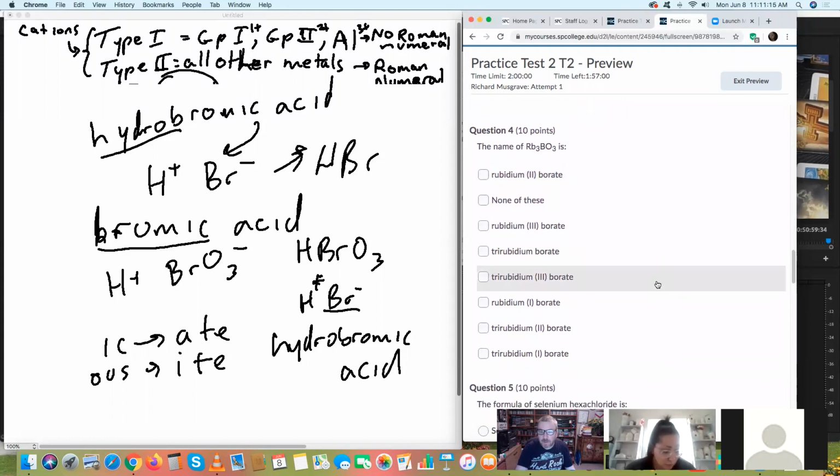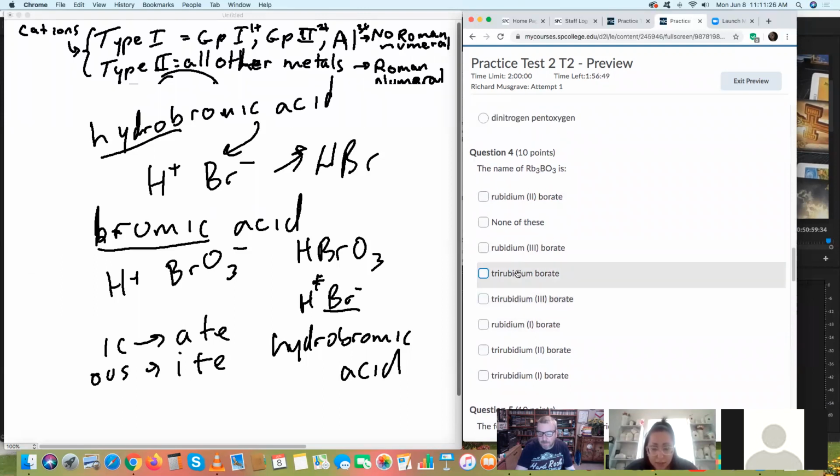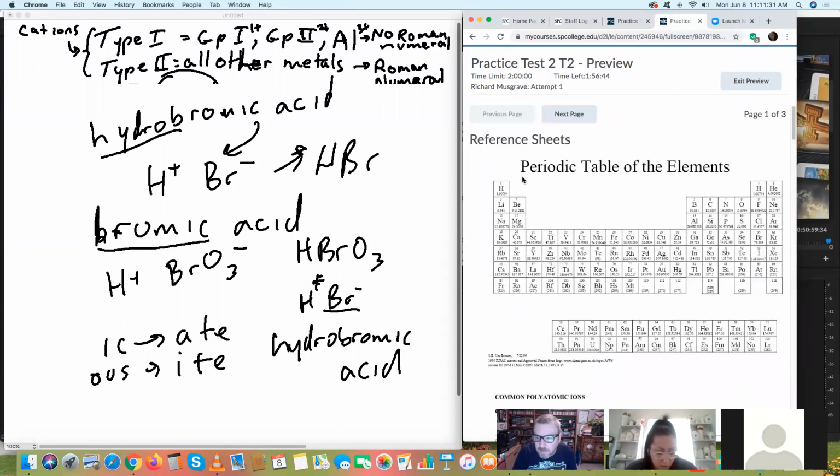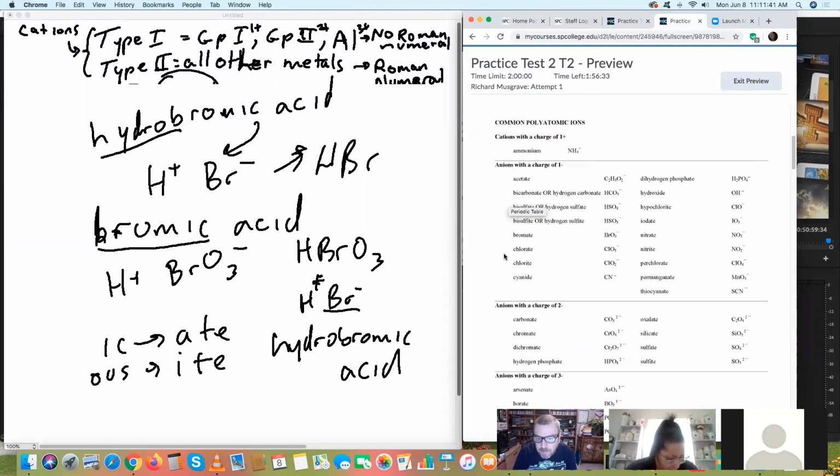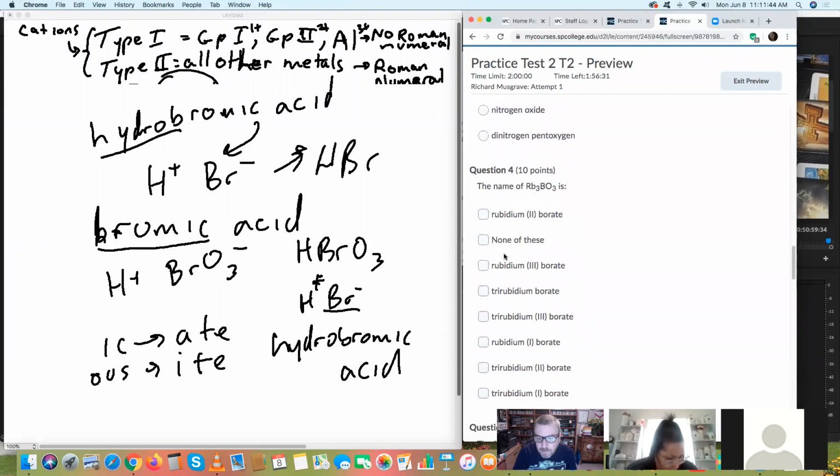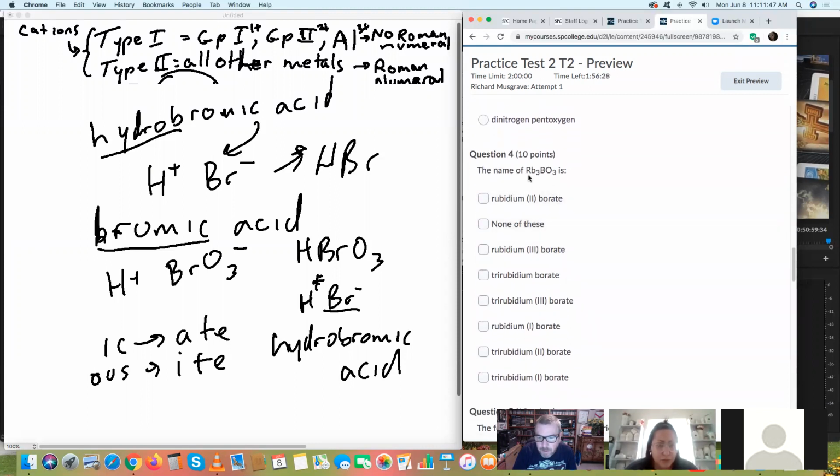All right, Rb3BO3. Okay. So we know it's going to be rubidium. Do you see that, Ashley? You could know just by looking at the names here that Rb is going to be rubidium if you didn't know that. Yes. So for that one, look where rubidium is, Rb, and you can see that it's in group 1, which means it's a metal.